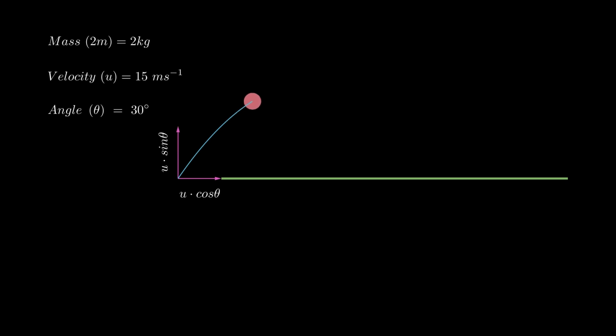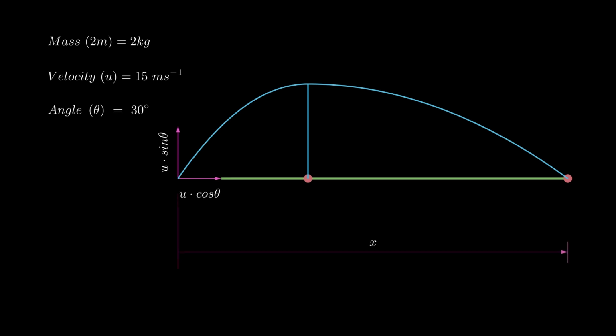To elaborate on the concept we discussed, let's consider an example, where a particle with a mass of 2 kilograms is projected with a velocity of 15 meters per second, at an angle of 30 degrees to the horizontal. Due to an explosion at the highest point of its trajectory, the particle breaks into 2 pieces of equal mass. One piece falls directly downward, while the other piece acquires a horizontal velocity, and lands some distance away from the point of projection. We need to determine the distance from the point of projection, where the second piece lands.